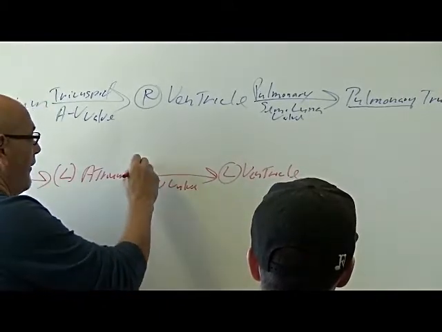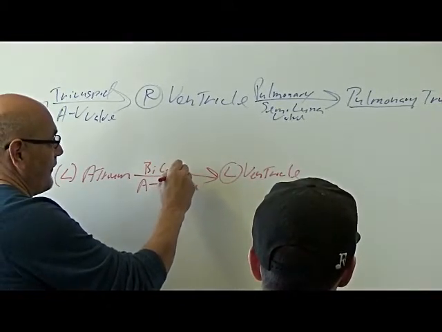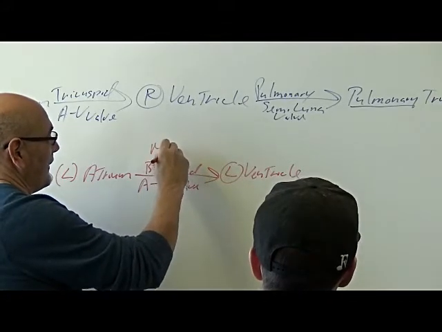And this valve would now be bicuspid, we'll write that first, which is also known as mitral as its other name.